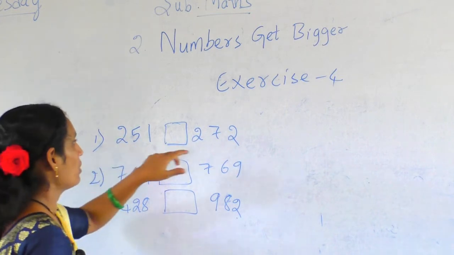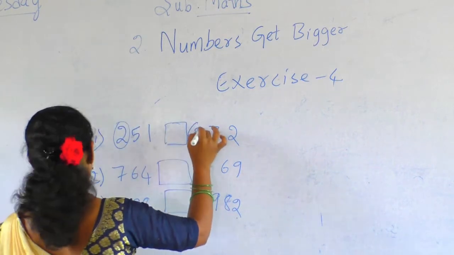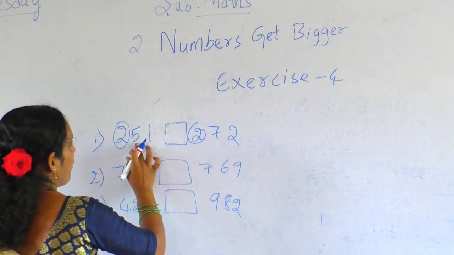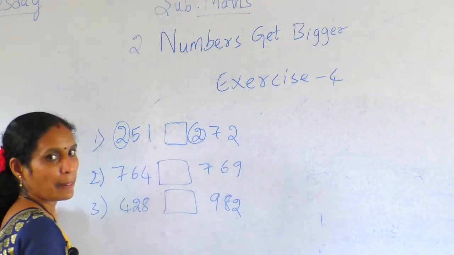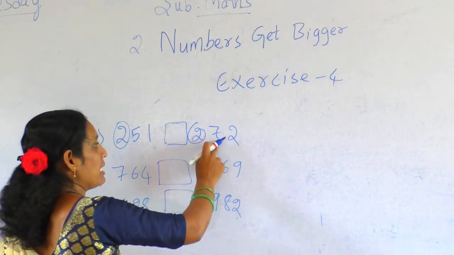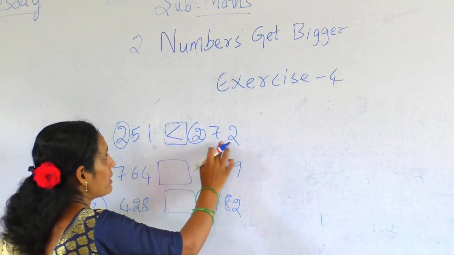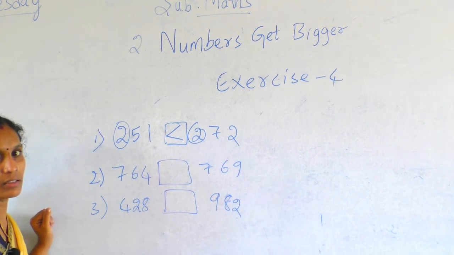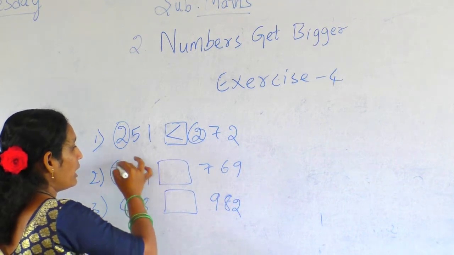I told you already, first you check the hundreds place. Here also 2, here also 2. We can't tell which is bigger or smaller, so next we move to the tens place. 5, 7. Which is greater, 5 or 7? Yes, 7 is greater than 5. So 272 is greater than 251. Understood?